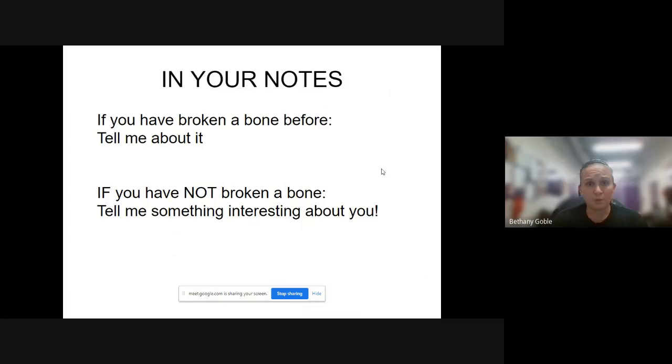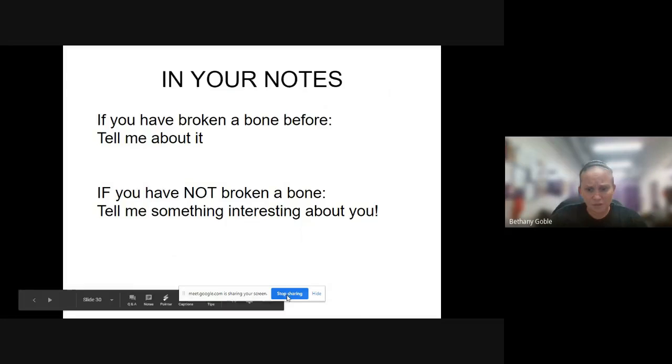If you've not broken a bone, so if you're like me, I've never broken a bone before, knock on wood. I have a couple chip bones in my ankle from just constant sprained ankles from playing soccer all my years. But if you've not broken a bone, just tell me something interesting about you. It doesn't have to be bone related. Just tell me something interesting about you. Okay, so as you guys are answering that, I'm going to go ahead and close this up.